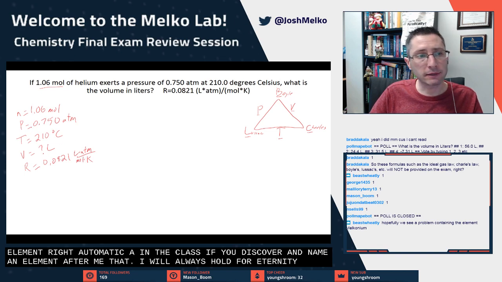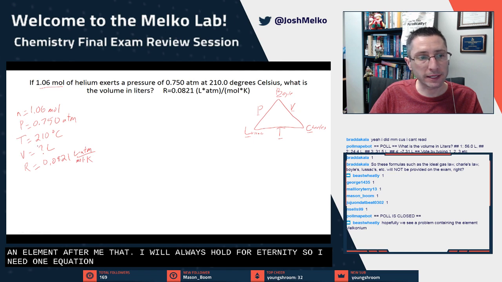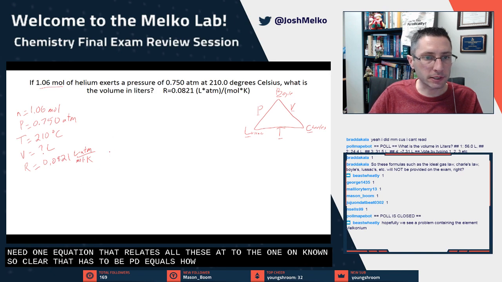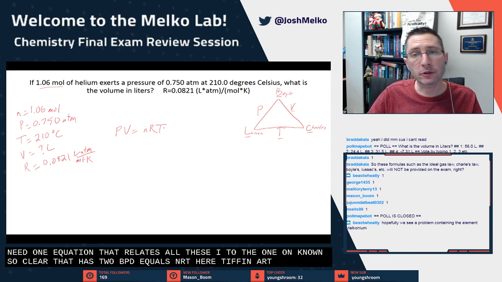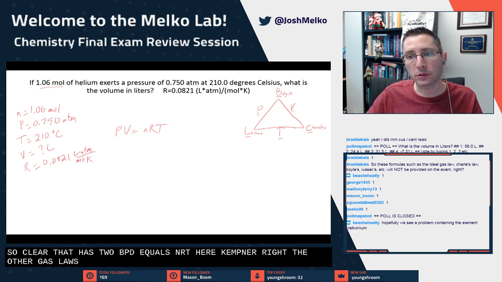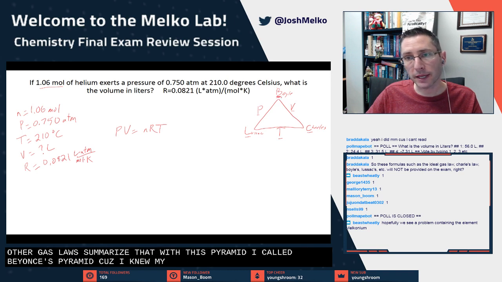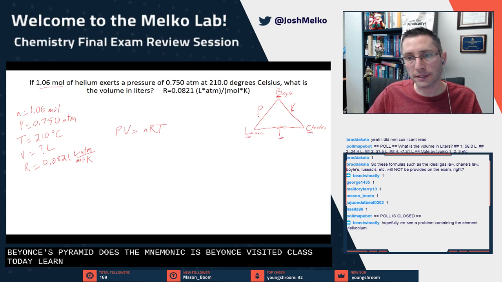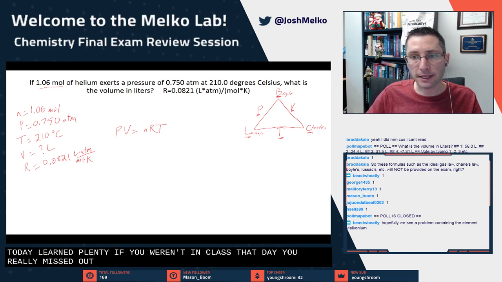Okay, so here's the given information. I need one equation that relates all these to the one unknown. So clearly that has to be PV equals nRT here. Pivnert. The other gas laws we learned about were Boyle's, Charles', and Gay-Lussac's. I summarized that with this pyramid I call Beyonce's pyramid, because the mnemonic is Beyonce visited class today, learned plenty. If you weren't in class that day, you really missed out.